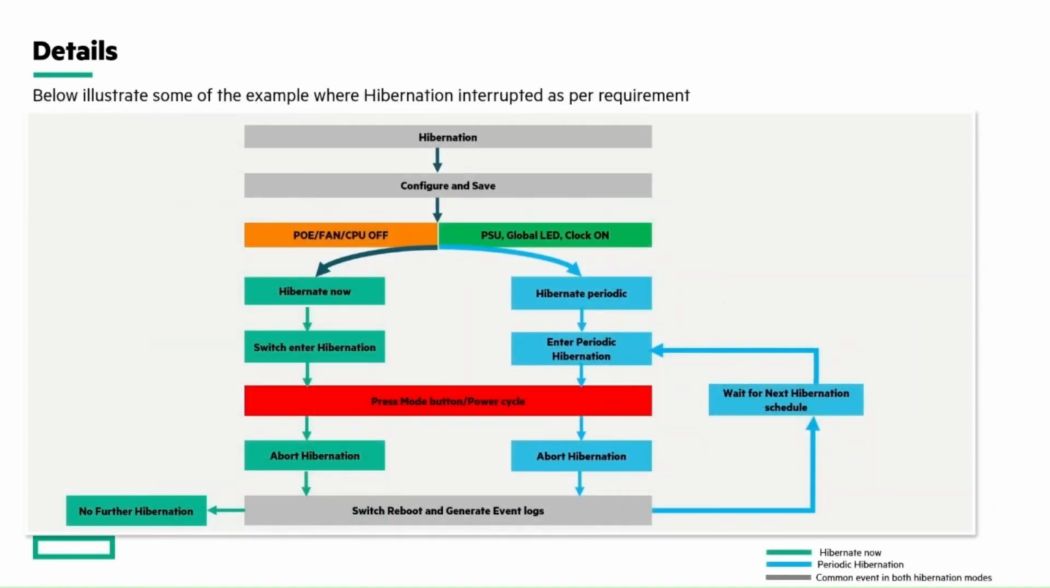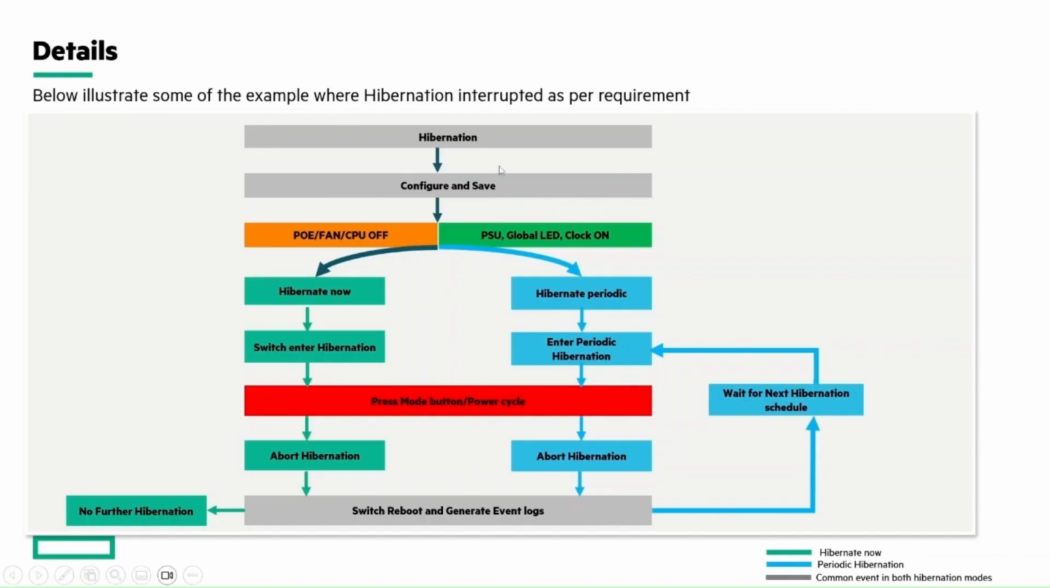The below illustrates some examples where hibernation is interrupted as per the requirement. This is what I discussed previously, that in certain circumstances or as per your business requirement, if you need to manually wake up the switch from the hibernation, that is, force exit the switch from the hibernation mode, you can do that by pressing the mode button or power cycling the switch. So let's see this particular illustration where we can see some of the differences between the hibernate now and hibernate periodic options.